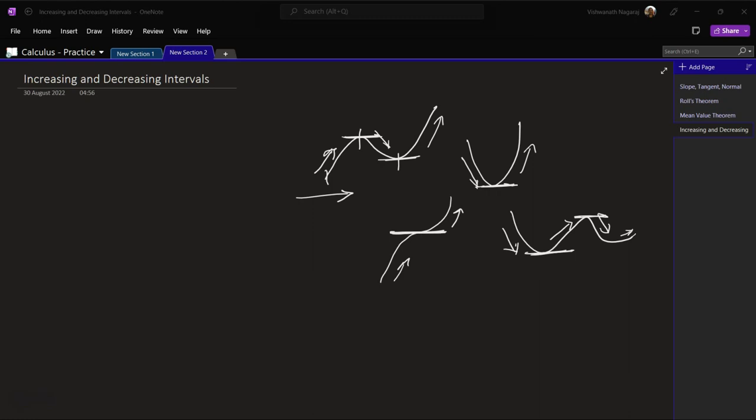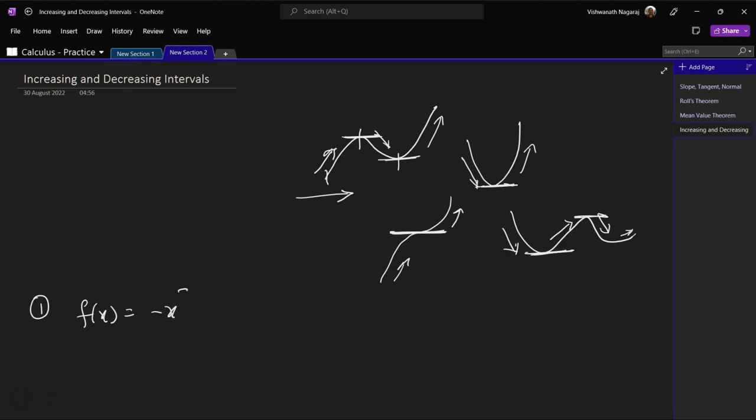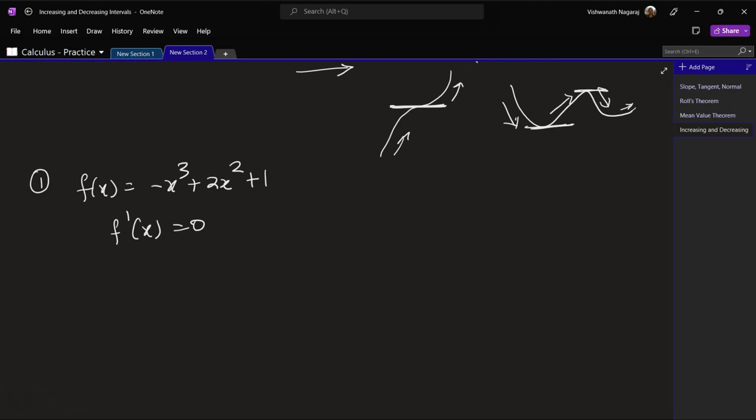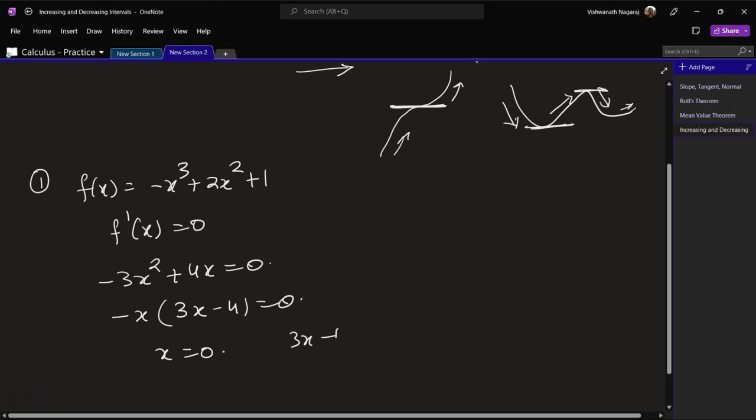Let's solve some problems. First one, f of x is equal to minus x cube plus 2x square plus 1. So first we have to figure out the points at which the slope is 0. So f prime of x equal to 0. So let's see, if we differentiate it, we get minus 3x square plus 4x equal to 0. Now here let's take minus x out. So we are left with 3x minus 4 equal to 0. That means x equal to 0. 3x minus 4 equal to 0. That means x equal to 4 by 3.